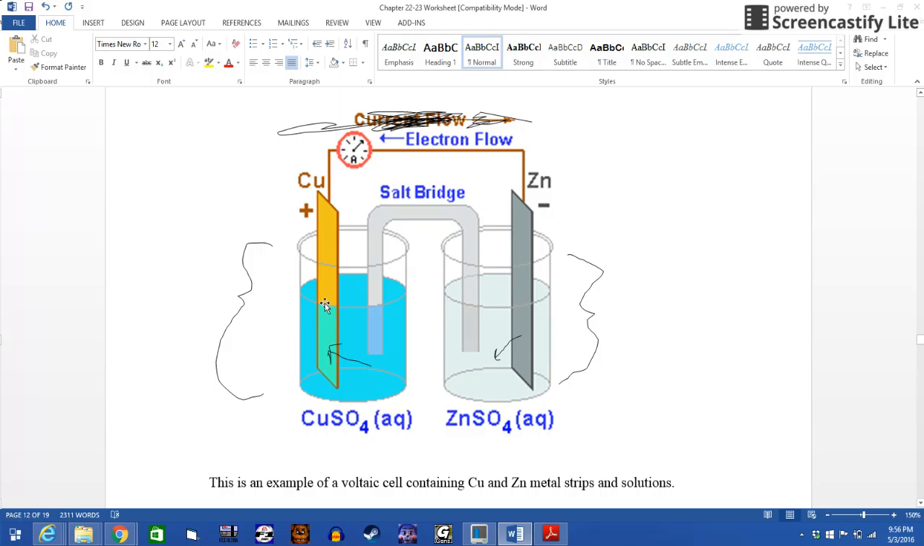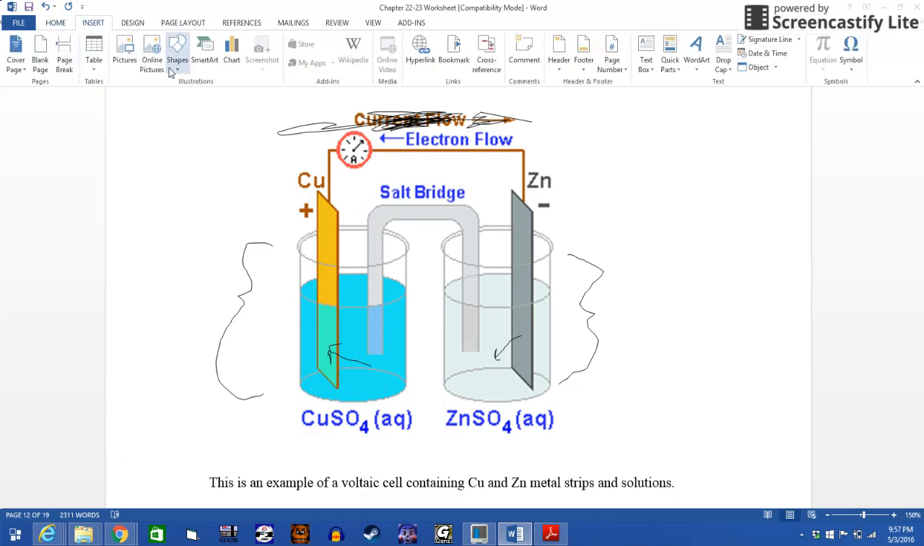Now I have to ask, if electrons are flowing towards the copper, and this whole cell is becoming slightly negative, would electrons, which are negatively charged, keep going towards the copper? Would negative things keep going towards negative things? Of course they wouldn't. And so that's what the salt bridge is for. The salt bridge is going to help balance out the charge that would have otherwise built up in the cells.